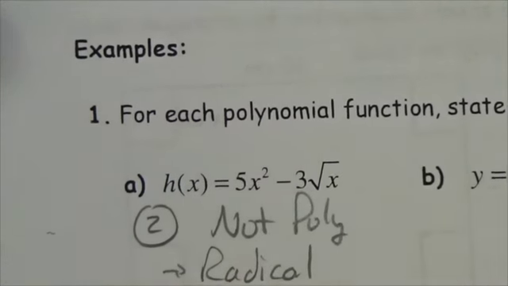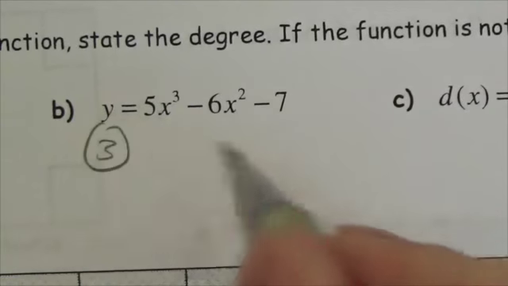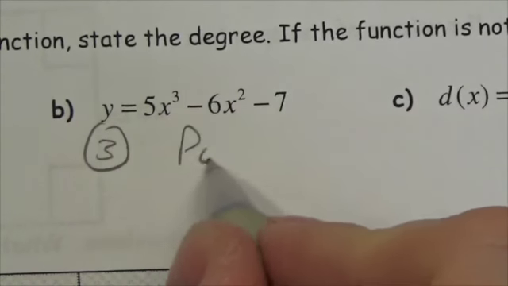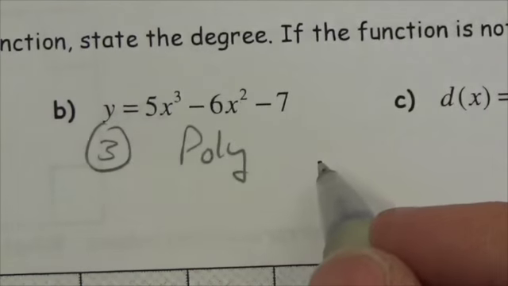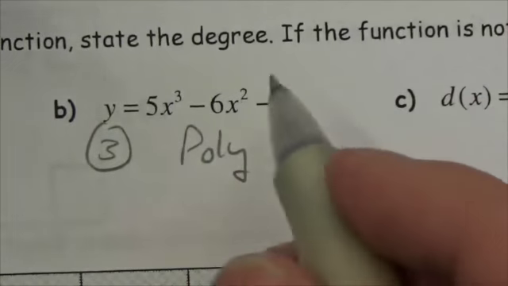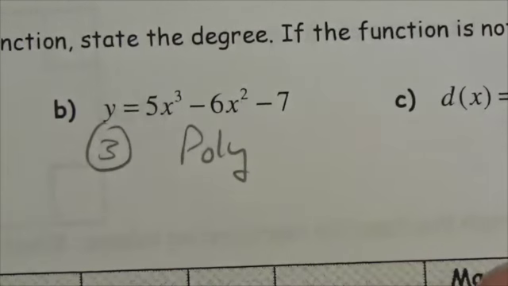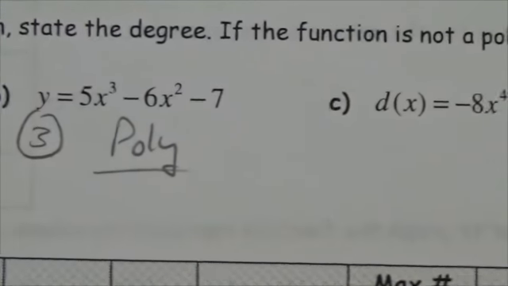Let's move on. This one right here is degree 3, and this one is a polynomial. Notice that the exponents on the x are all positive integers. There's nothing else going on. There's nothing weird. It's not like the x's are in the denominator or in an exponent or anything like that. It's exactly what I needed it to be.